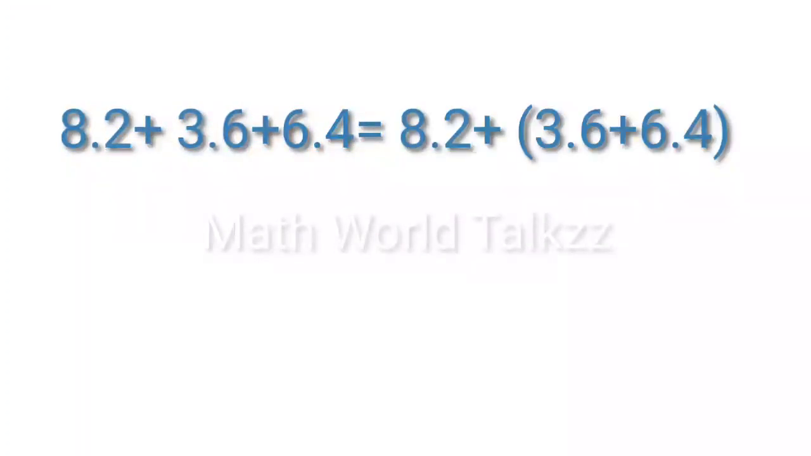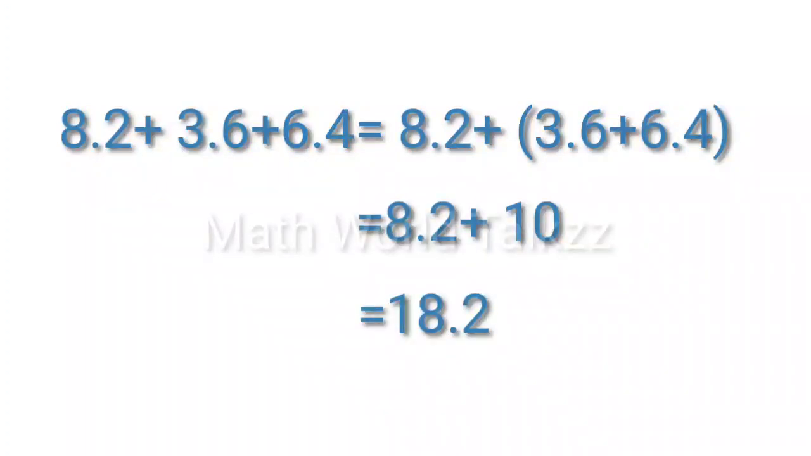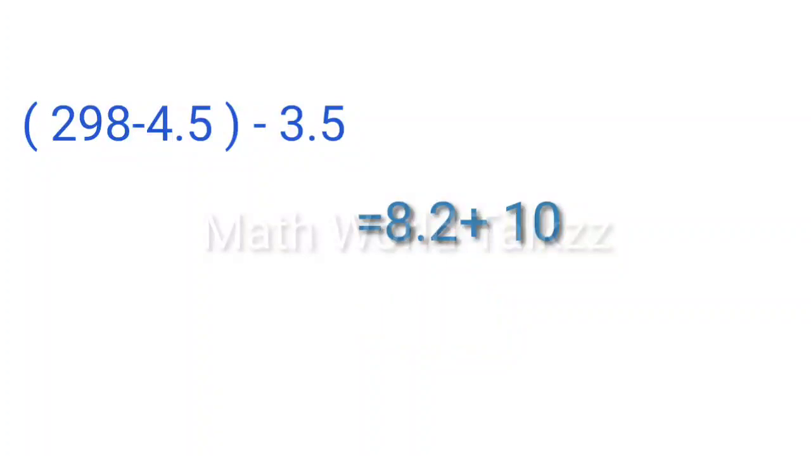8.2 plus 3.6 plus 6.4. So if we select 3.6 and 6.4, it sums to 10. Then 8.2 plus 10 is 18.2. Okay.